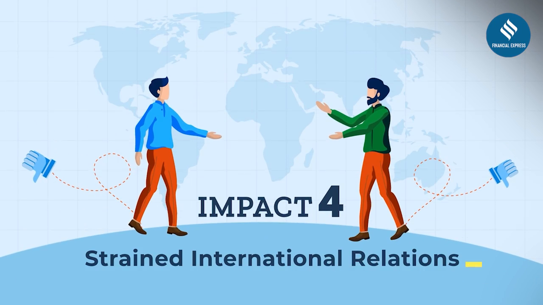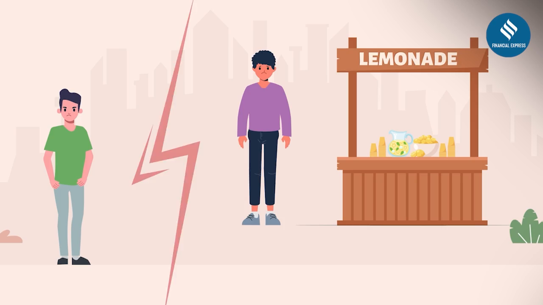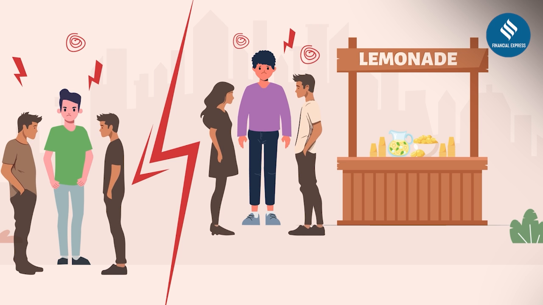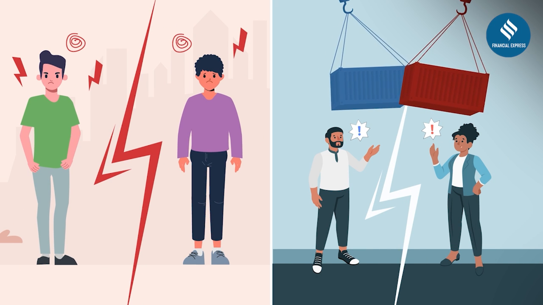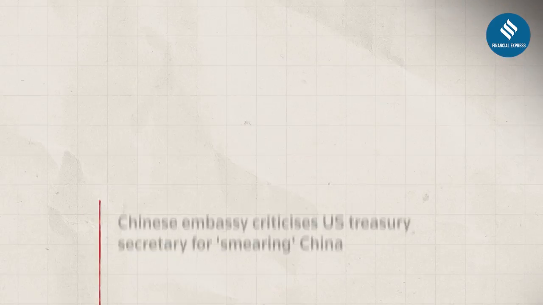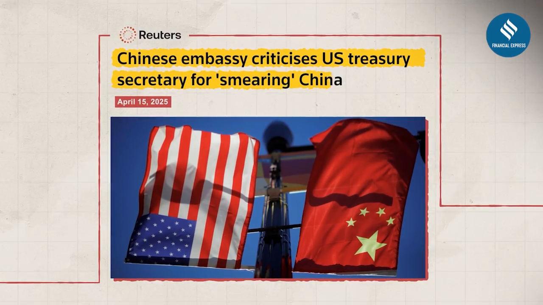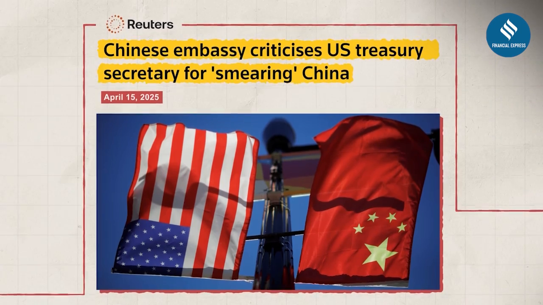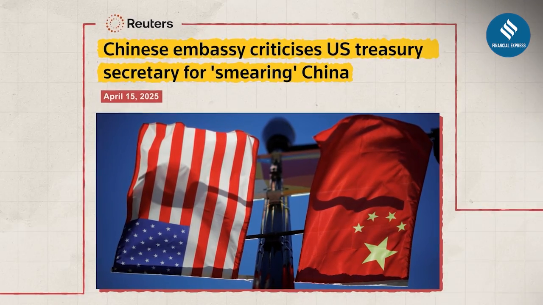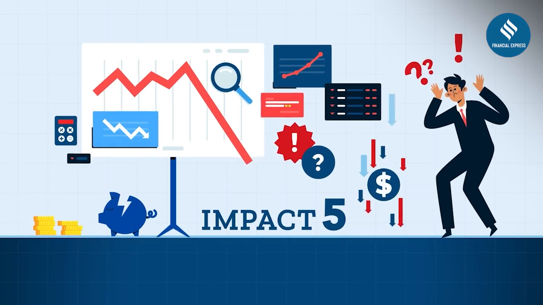Impact 4. Strained international relations. Your lemonade stand fight with your brother might make other kids in the neighborhood uncomfortable or take sides. Your brother's friends could stop playing with you. This can lead to more arguments. The same thing can happen between two countries in a trade war. For example, the U.S.-China trade tensions have strained diplomatic relations between the two countries, affecting cooperation on other issues like security and climate change.